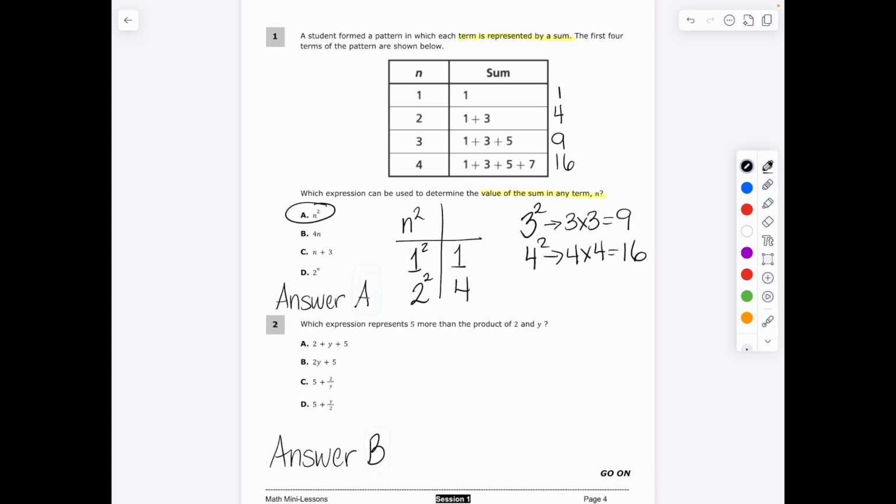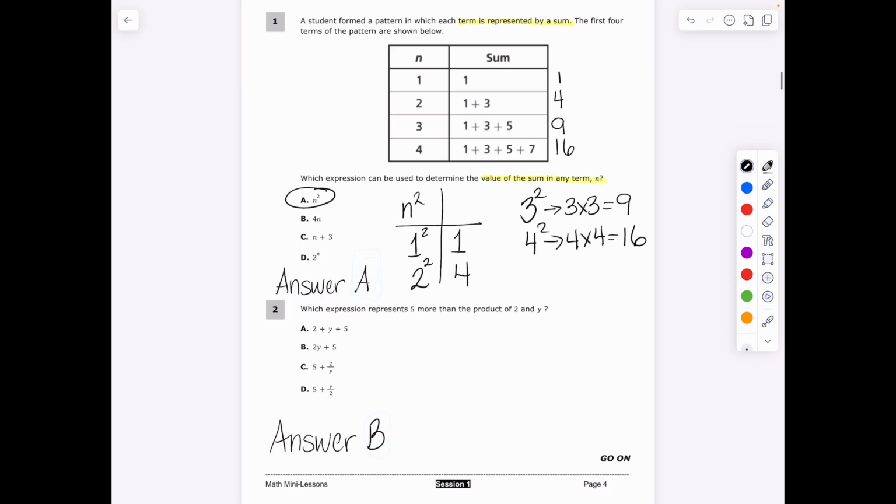So for example, 4 times n. Okay, so if I were to just put 1 in, 4 times 1, I would get 4 for my first answer, which wouldn't match this. If you tried with the second one, when n is 1, 1 plus 3 would also give me 4. So I wouldn't get that first number.